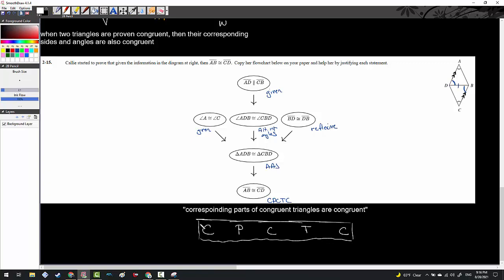So the moral of the story when it comes to this unit is we're not just going to prove triangles congruent anymore. Back in Integrated 1, you could just say triangles are congruent via AAS and you'd be done. Now we're going to start getting into proving the triangle is congruent and then using that as a means to show just a piece of the triangle is congruent to a piece of the other triangle. So hopefully that makes sense.